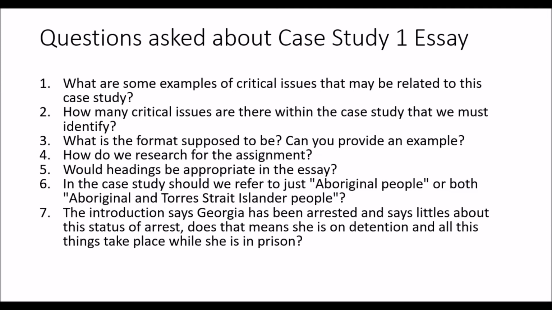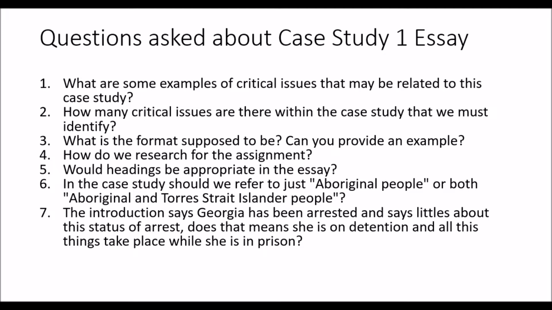These are some of the questions asked by students in previous semesters, as well as some questions asked by students in this trimester. What are some examples of the critical issues that may be related to this case study? How many critical issues are there within the case study that we must identify? What is the format supposed to be? Can you provide an example? How do we research for the assignment? Would headings be appropriate in the essay? In the case study, should we refer to just Aboriginal people or both Aboriginal and Torres Strait Islander people?